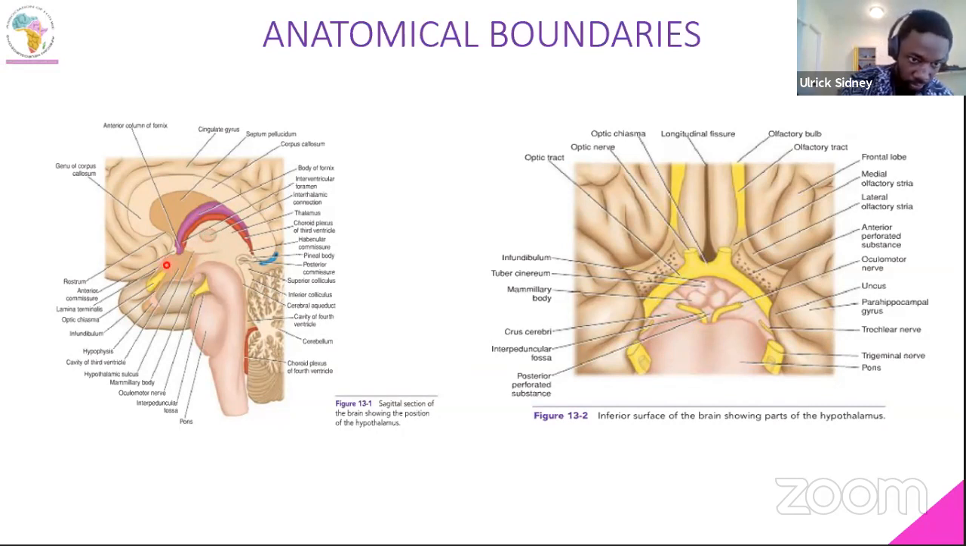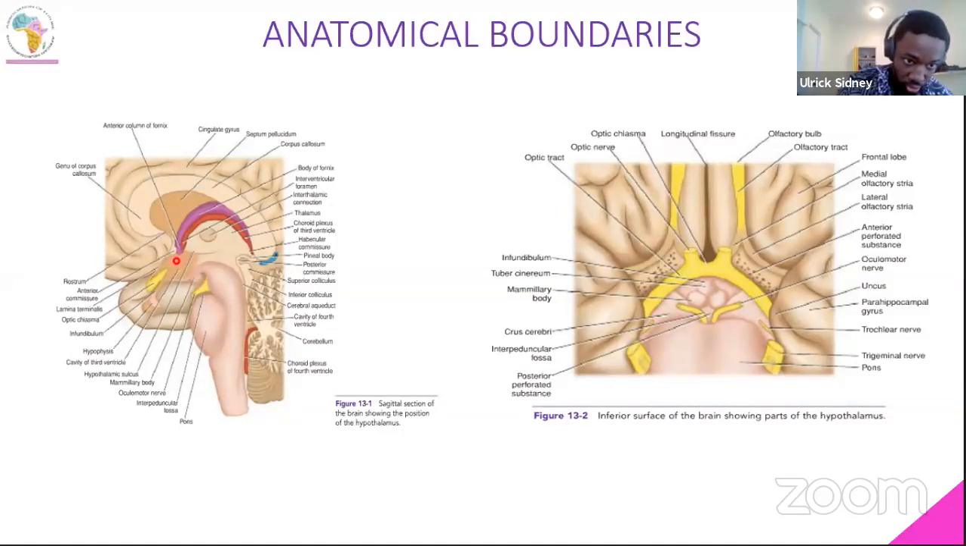So in front, like we said, we have the optic chiasm. So the optic chiasm sort of gives us an anterior boundary to the hypothalamus. And we said if we go backwards and below, we find the mammillary body. This gives us another boundary. And we equally said that the hypothalamus was in front and seated above the mesencephalon. So in front here, what we have is the interpeduncular fossa, a very important anatomical landmark as well.